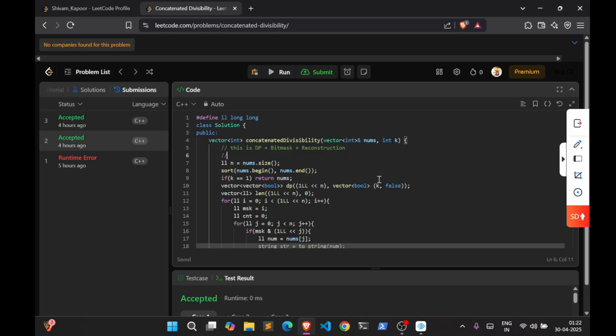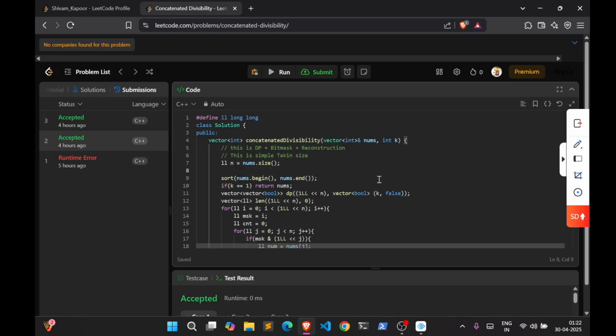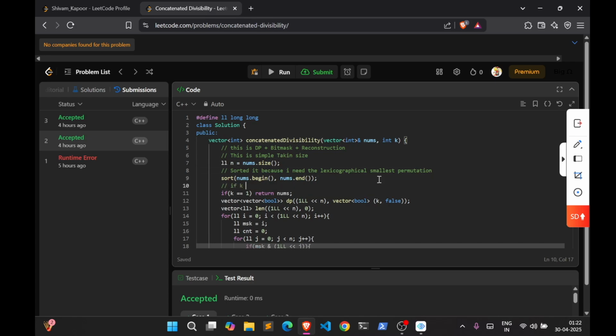Let me go through the code once again. This is simply taking the size, and sorting it because I need the lexicographically smallest permutation. If k is equal to 1, this is trivial. The permutation would be divisible.